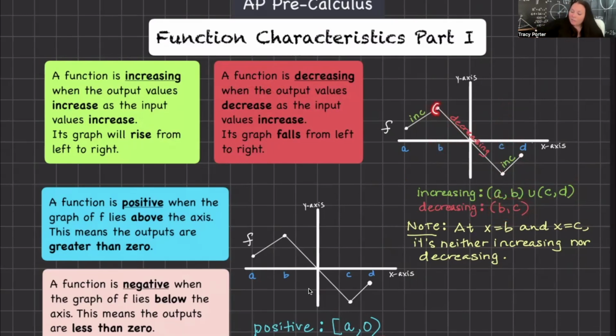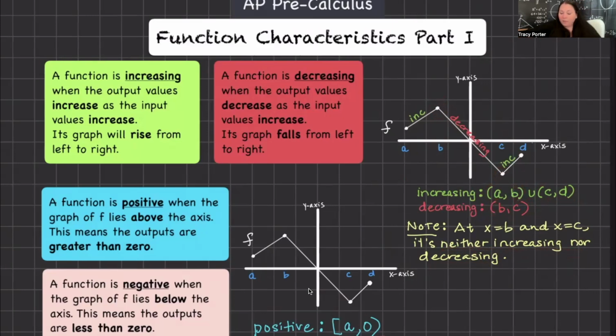And at these values where you have these points B and C, when x is B and C, we would say that it's neither increasing nor decreasing. So all of these will always be parentheses. We're not going to include those endpoints.